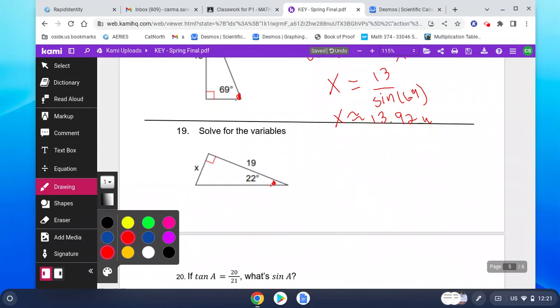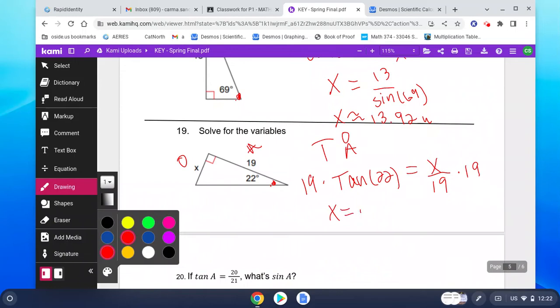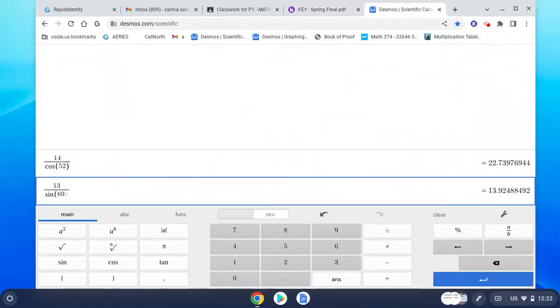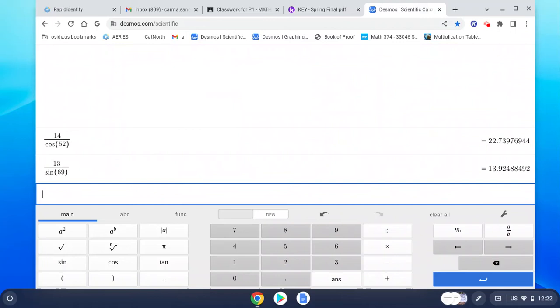Standing here, going for an opposite, and they gave us an adjacent. Notice that there's no hypotenuse in this one. This is a TOA. Tangent of 22 is equal to opposite over adjacent. So we're going to put into the calculator 19 times the tangent of 22. And we get 7.68.